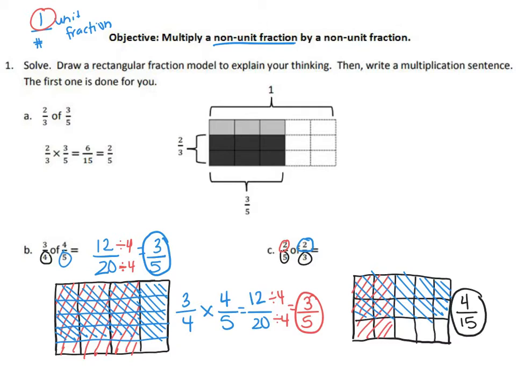Now let's do the multiplication sentence. So we have 2/5 of means multiply 2/3. We can just multiply across. 2 times 2 is 4. 5 times 3 is 15. There we got our same answer.